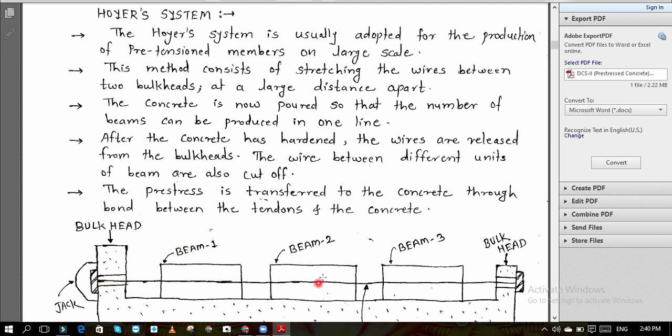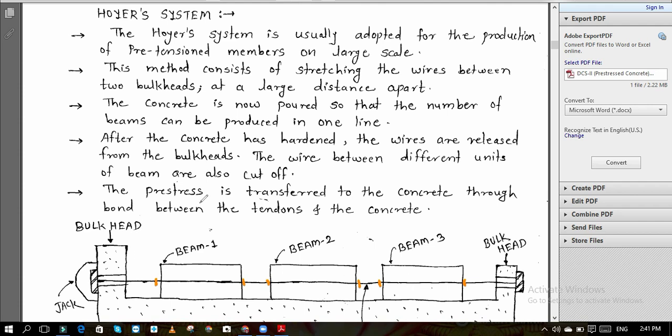Then after that we pour the concrete, and once this concrete is hardened and gets its strength, these wires are cut off or released from the bulkhead. इधर से ये वायर को क्या कर दिया जाएगा, रिलीज कर दिया जाएगा. Then the wires between the different units of the beam are also cut off. So here यहाँ से ये देखो first wire, this wire will get cut off from this point. यहाँ से यहाँ कहीं तो कट हो जाएगा ये. Second wire will be cut off from this point. Third wire will be cut off from this point. As I have shown only three beams, from these points the wires are cut off.